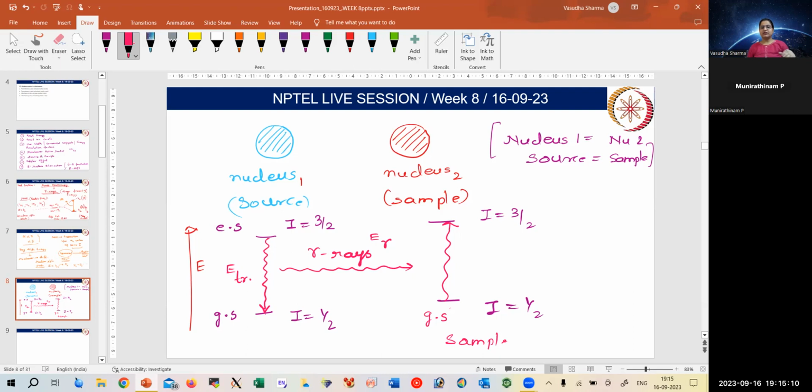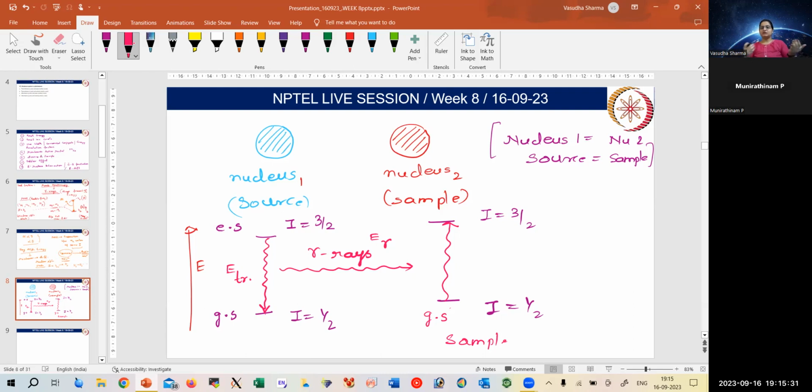So similarly, if I am having a transition from the excited state to the ground state, it will release a certain amount of energy which lies in the gamma region, and that energy, when it falls onto the same nucleus, will try to take it from its ground state to the excited state. That's the basic principle, right? So that would be your E gamma, right? But actually, this is an ideal situation.